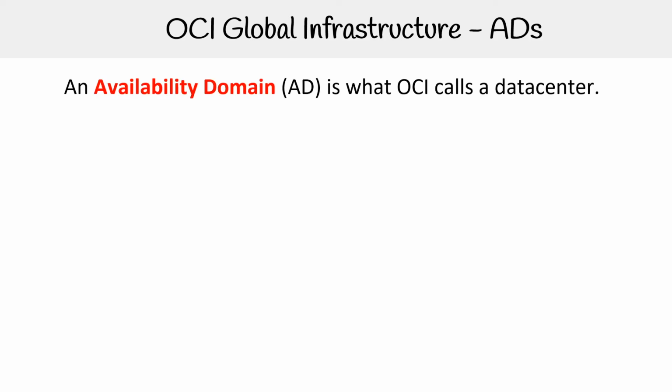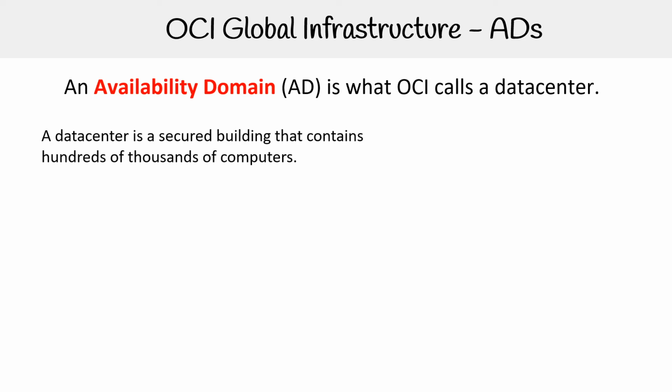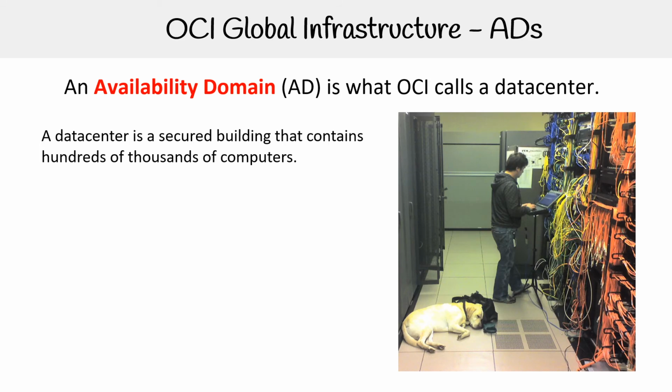So let's take a look at ADs. ADs is short for availability domain, and this is what OCI calls a data center. A data center is a secured building that contains hundreds of thousands of computers. On the right-hand side, we have an example of an interior of a data center. And of course, you wouldn't want to have your dog there, but I love that photo. All those wires on the right-hand side are connected to a ton of servers.